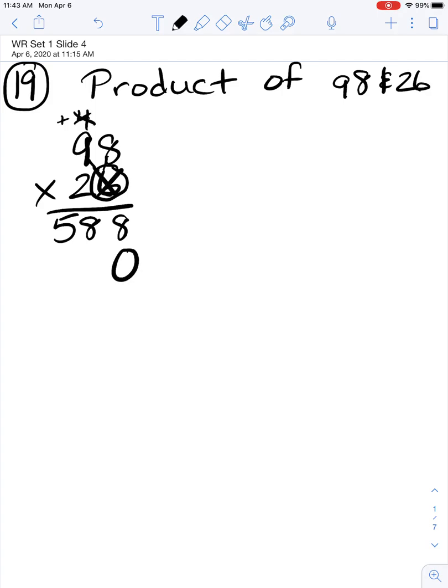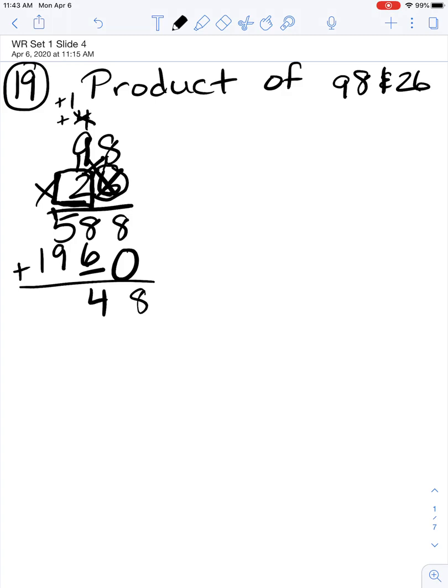Tic-tac-toe, bring my 0 below. Gets me to my tens. So now we're in our tens place. And we're going to take our tens times our ones, then our tens times our tens. So 2 times 8 is 16. Add the 1. Then our tens times our tens. 9 times 2 is 18. Plus 1 is 19. We add our partial products.